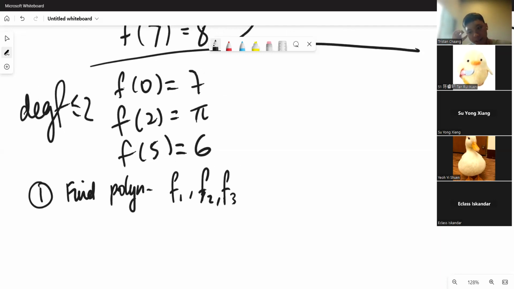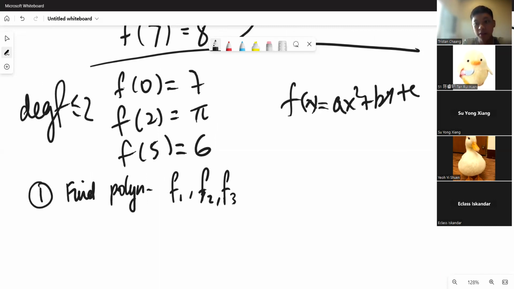Someone said a very good thing. So yes, that's valid. You can, for example, let f(x) equal ax squared plus bx plus c, because you know it's either a quadratic, linear, or constant. And then you just plug in and solve, right? That's absolutely valid. But we're going to do a procedure that allows us to construct it for anything.